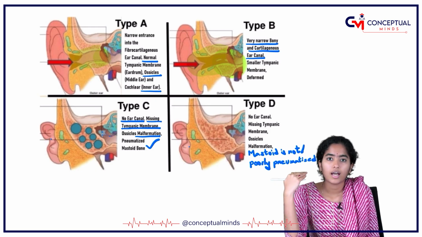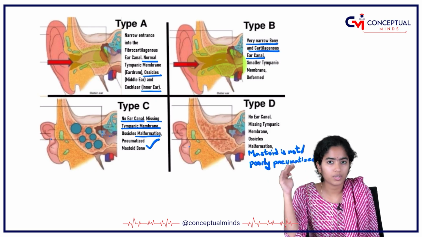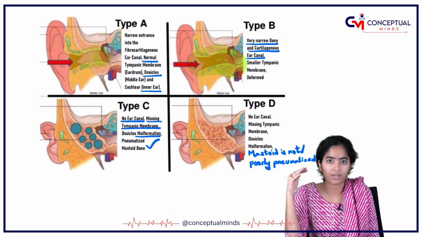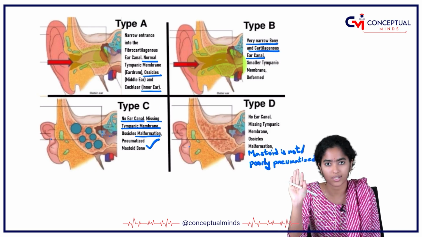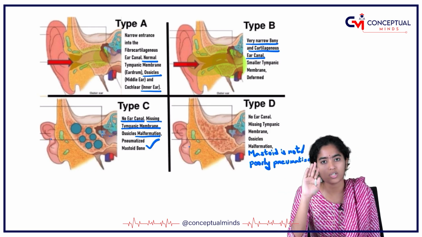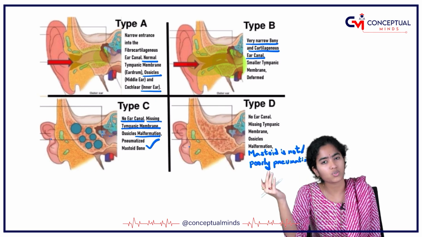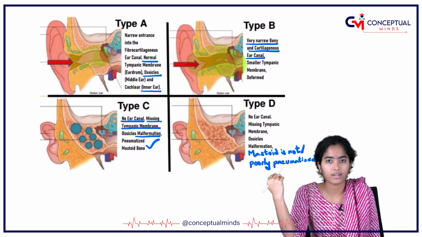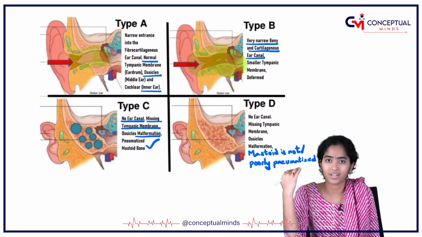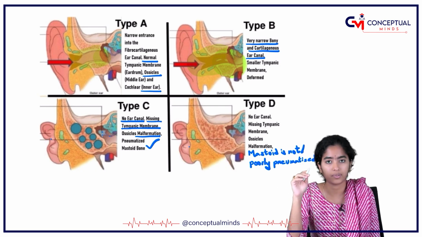In type C, there is no canal at all, no tympanic membrane, ossicles are also malformed, but mastoid is pneumatized. In type D, same features, mastoid is also poorly pneumatized or not pneumatized. So no, pinna is also deformed. Pinna is distorted even in type C and type D.